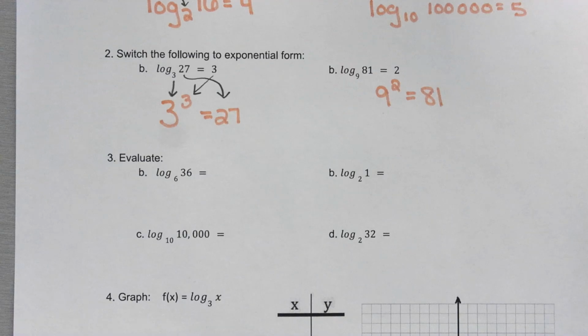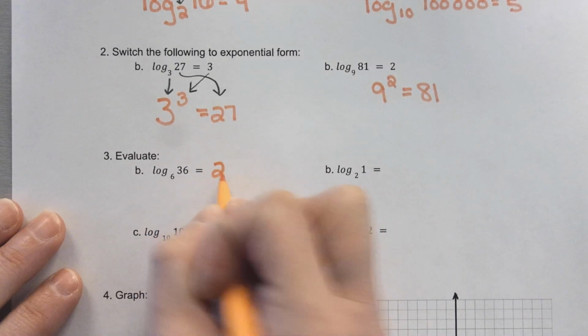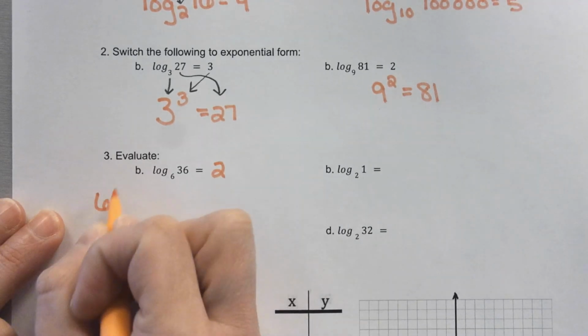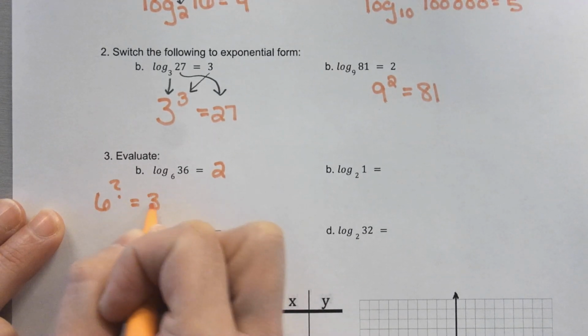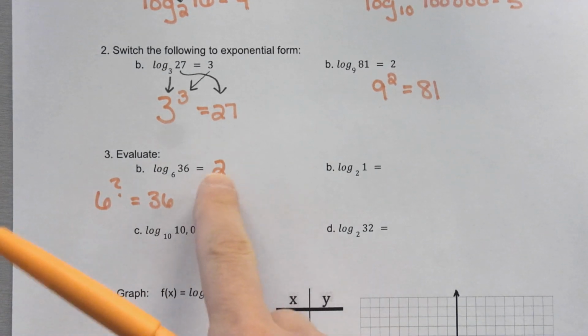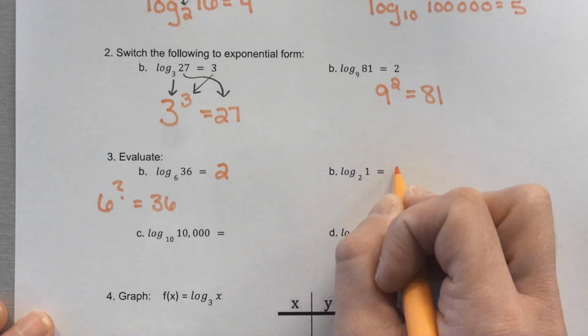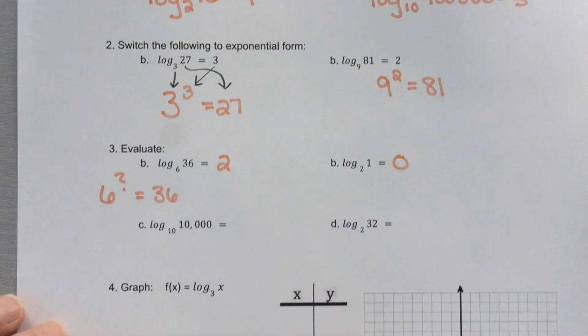All right. These are evaluate. So these are the ones where we're trying to figure out what it equals. We're not switching forms. 2, yeah, I agree, because this is saying 6 to what power equals 36. So what would replace the question mark? 2 to what power is 1? That was one of our special ones. 0. Anything to the 0 power is 1, except 0 to the 0, which is undefined.